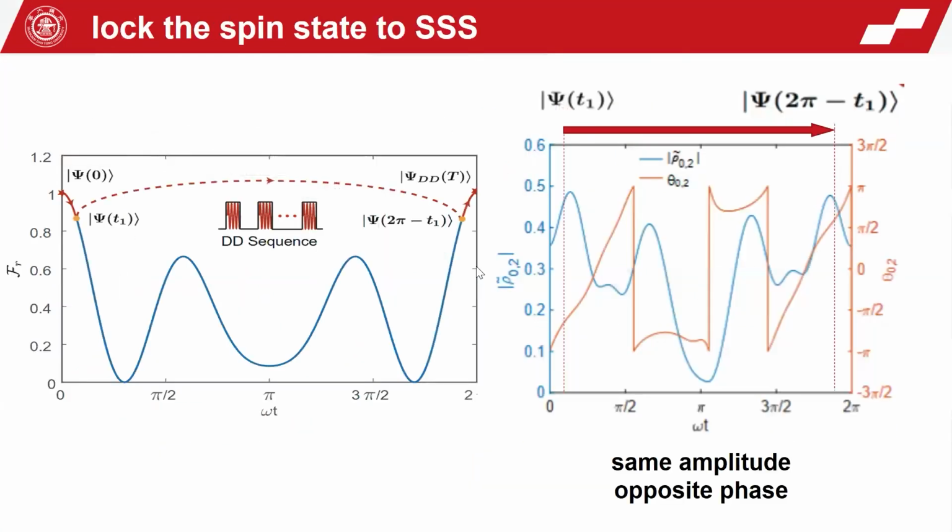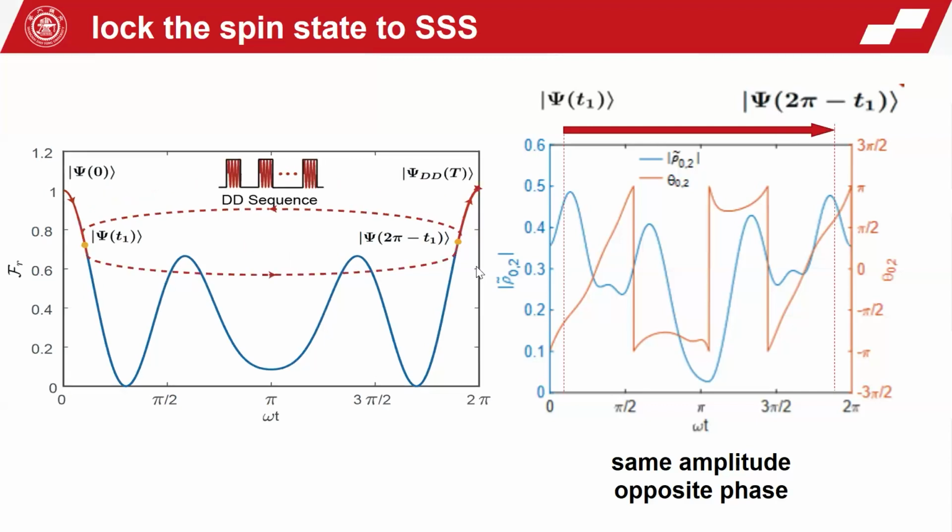If we want to lock the spin squeezed state, let's first talk about the mechanism of how we lock the coherent spin state. We let the spin evolve for a certain very short time before it evolves far away from the initial state, which is the coherent spin state. We flip the spin from psi t1 to psi 2 pi minus t1. Then let it evolve for the same time, and it will just go back to the initial state. For the spin squeezed state, we let it evolve for a longer time, reach the maximum squeezing, and then flip the spin in this way.